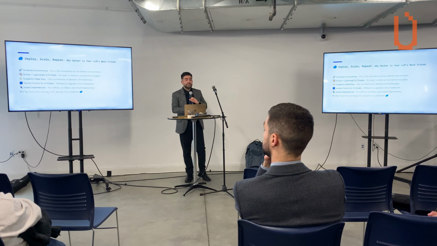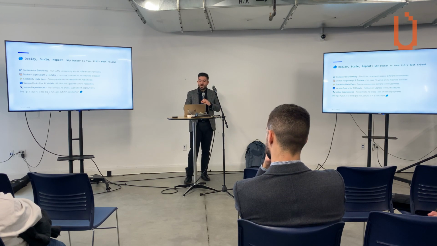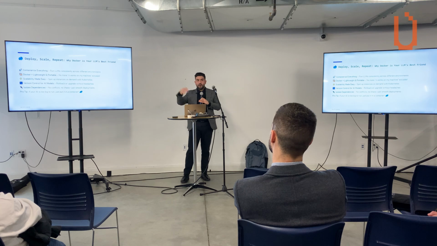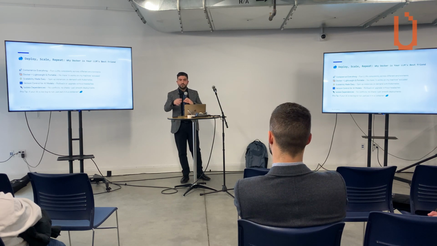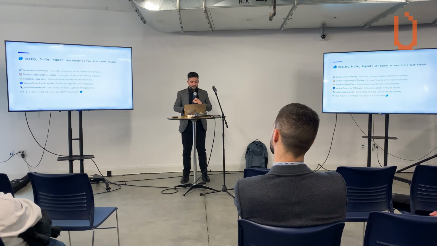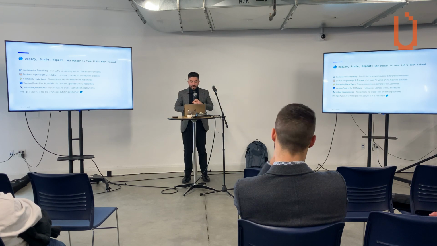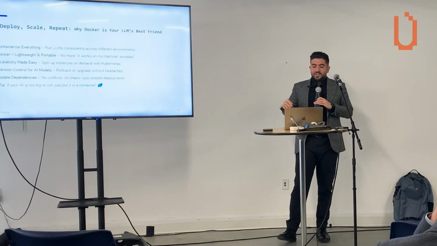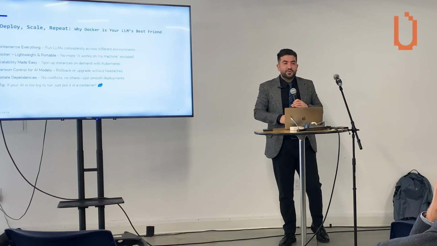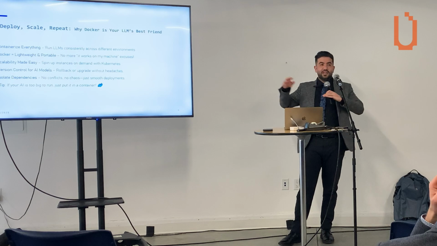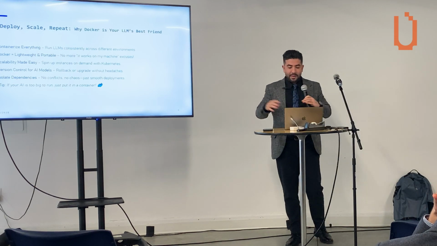You can have version control on your AI models and roll back and upgrade to any versions of your code by keeping it in different Docker files. You can isolate the dependencies, no conflict, no chaos, and just smooth deployment. The pro tip is if your AI is too big to run, just put it in a container, because a container can expand as much as you want.